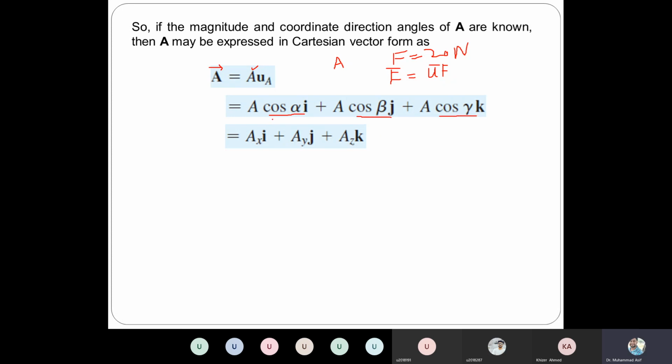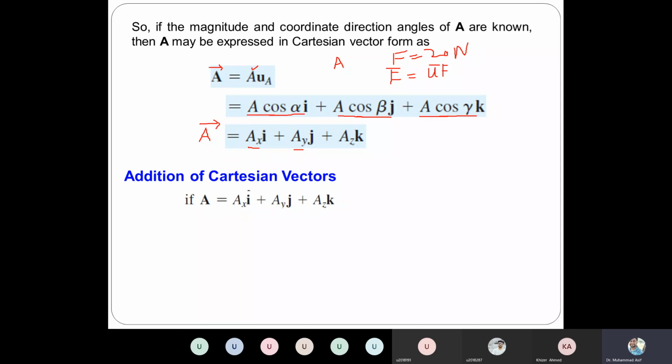Or if you further simplify, we know that a cos alpha is equal to ax. Similarly, a cos beta is equal to ay. Similarly, a cos gamma is equal to az. So we have proved that even in three dimensions, a vector is a sum of ax i plus ay j plus az k. So we can apply the same rule as in two dimensions. We can add vectors in three dimensions as well. If there is a vector a and a vector b, we can add them by applying the same rule, a plus b.